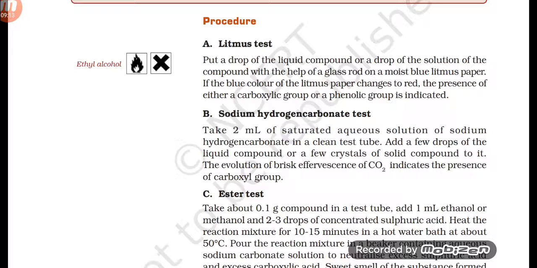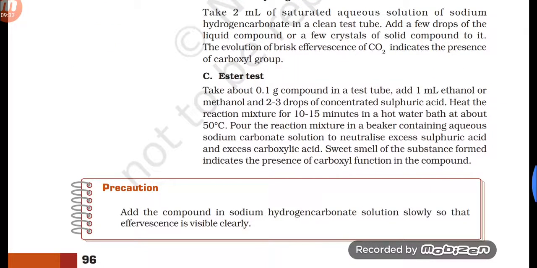Now, sodium hydrogen carbonate test. Take 2 ml of saturated aqueous solution of sodium hydrogen carbonate in a clean dry test tube. Add a few drops of liquid compound or a few crystals of the solid compound to it, and evolution of brisk effervescence of CO2 indicates the presence of a carboxyl group.